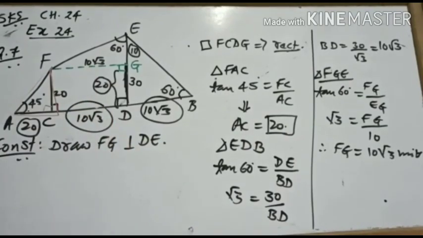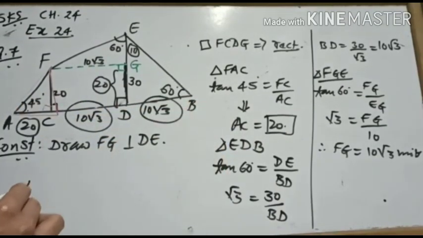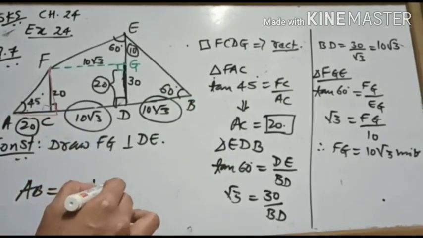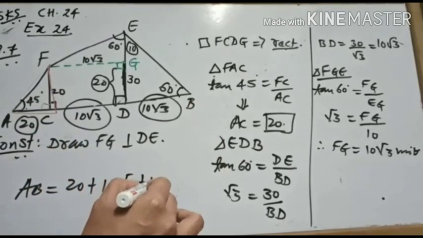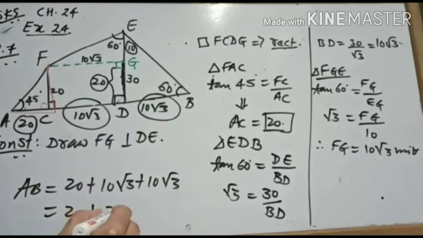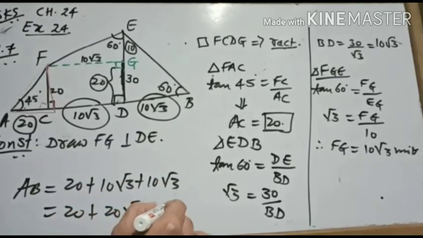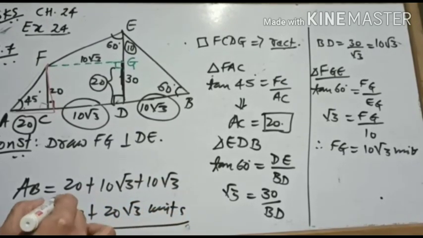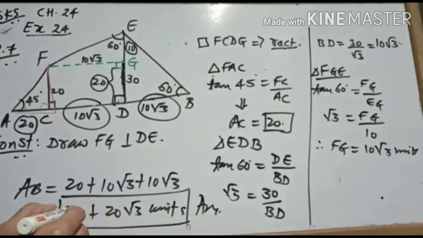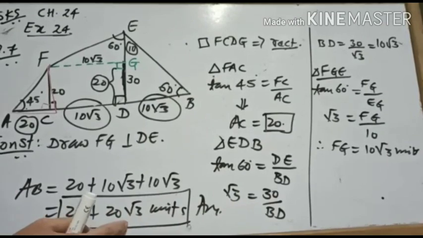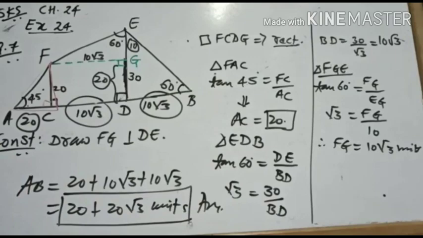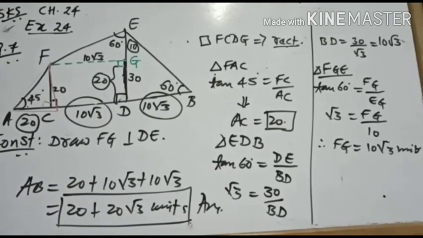So if I want to find out AB now, what will be AB? AB will be equal to 20 plus 10 root 3 plus 10 root 3. This will be your final answer. Remember, these two cannot be added because this is an irrational number and this is a rational number. So these two cannot be added. Final answer will be 20 plus 20 root 3.